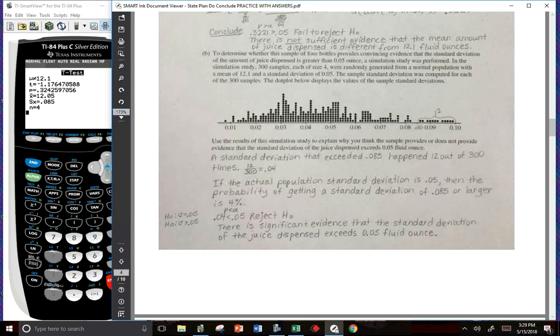And you didn't have to write this out, but I wanted to think in my brain what my hypotheses would be. My null would be that my standard deviation is the 0.05, and my alternative would be that it's greater than 0.05. So since I'm rejecting, there is evidence that it's actually greater than 0.05. So they need to recalibrate that machine based on this sample data. Simulated data, excuse me.